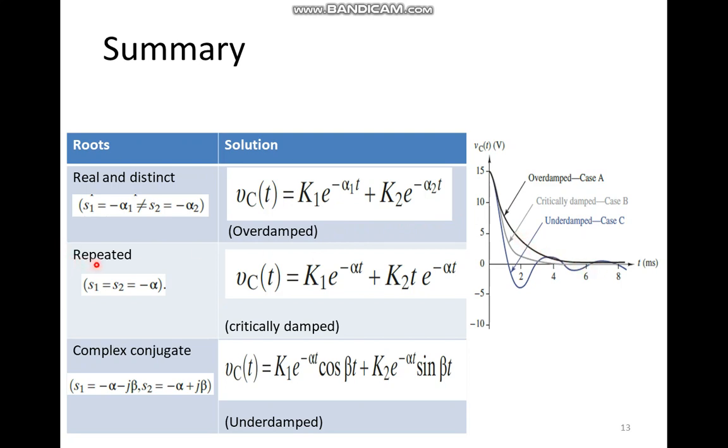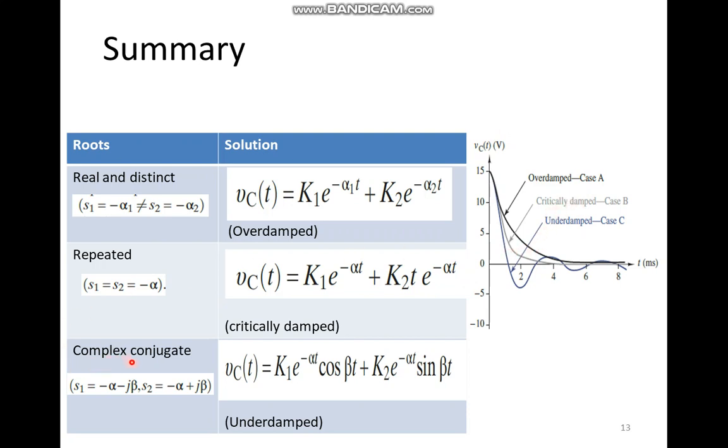Similarly, when the roots of the characteristic equation are repeated, then the response of the system will be k1 times e raised to the power first root times t plus k2 into t times e raised to the power root times t. Such a system is called a critically damped system, as is represented by this graph.